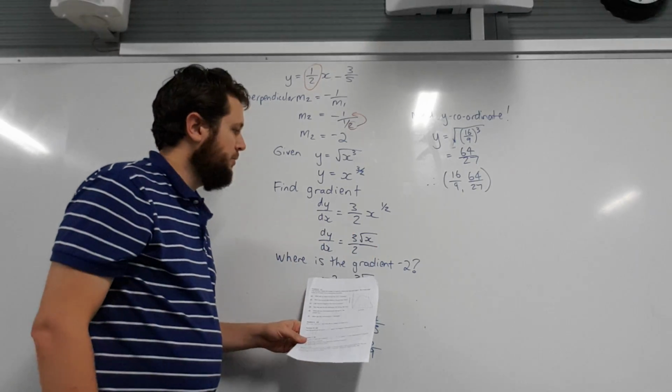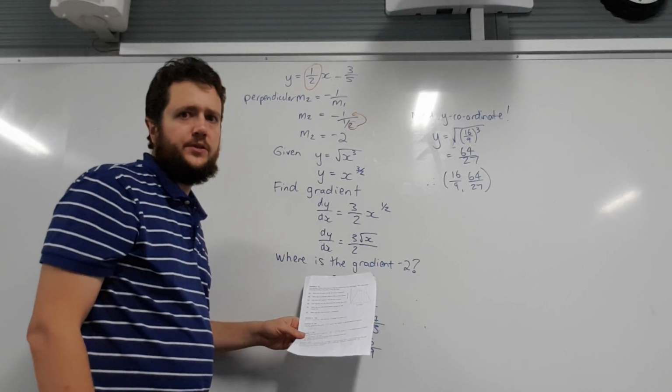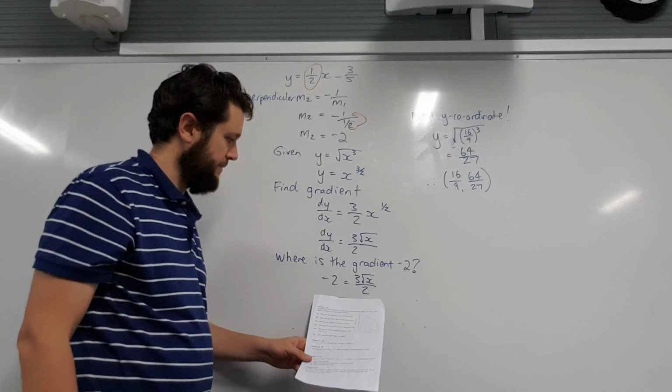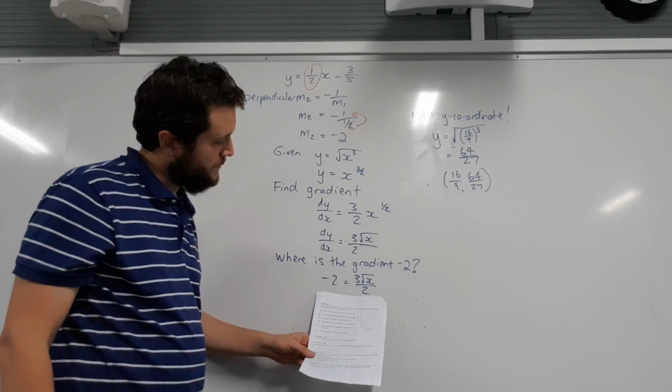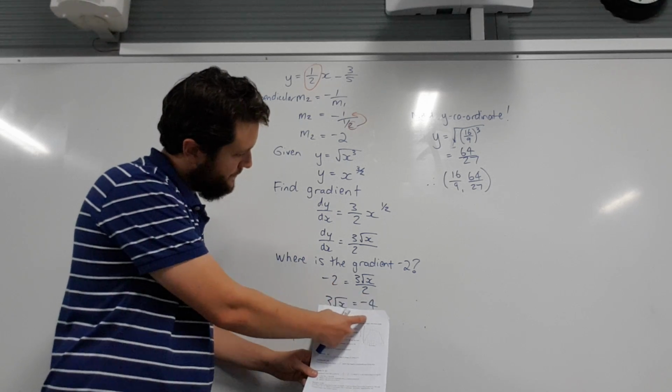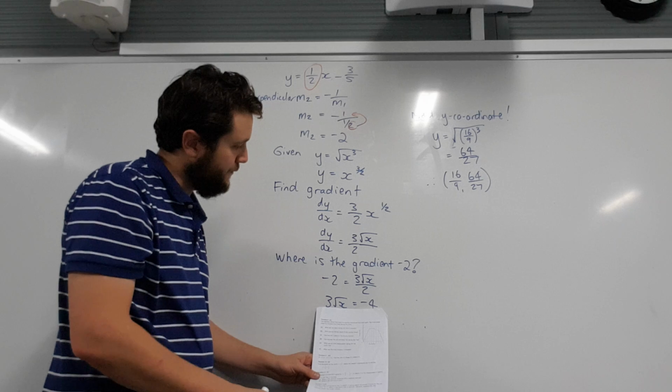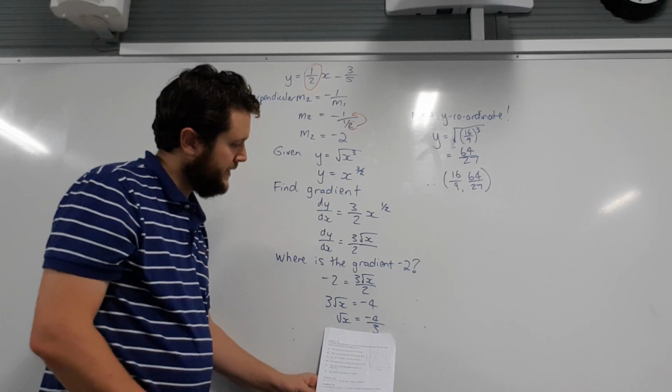Fundamentally, we want to know where is the gradient then negative 2. So we've got the gradient of this line. When is negative 2 equal to this expression? Okay, from that line we multiply both sides by 2, swap the sides, I get 3 root x equals negative 4, divide both sides by 3.